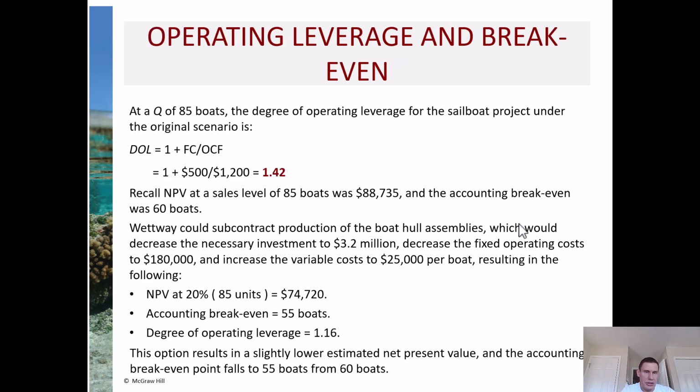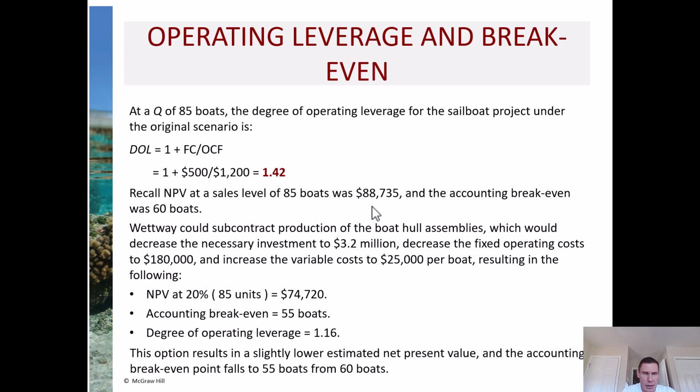At a quantity of 85 boats, the degree of operating leverage for the sailboat project under the original scenario is, so we have DOL equals 1 plus FC over OCF. So it was 1 plus the fixed cost of 500 over the operating cash flow of 1,200, and there's your 1.42. Now remember, the NPV at a sales level of 85 boats was 88,735, and the accounting break even was 60 boats.